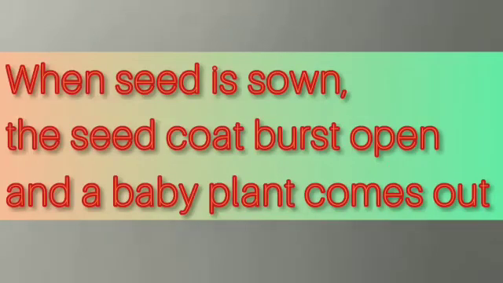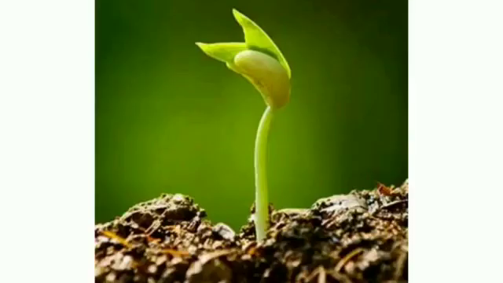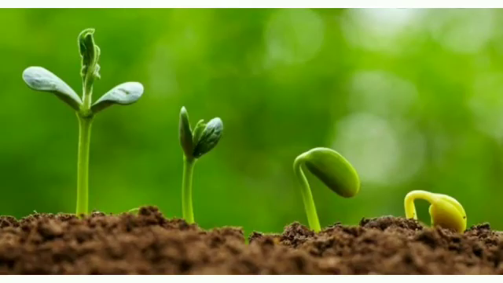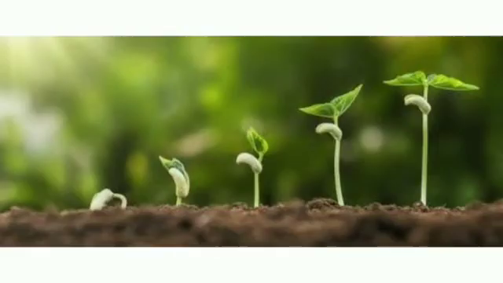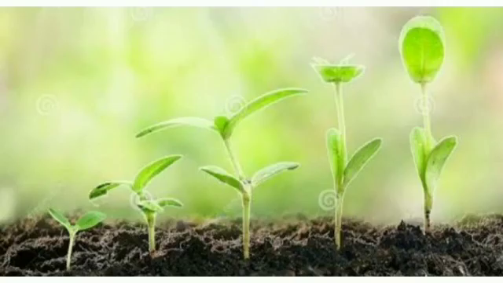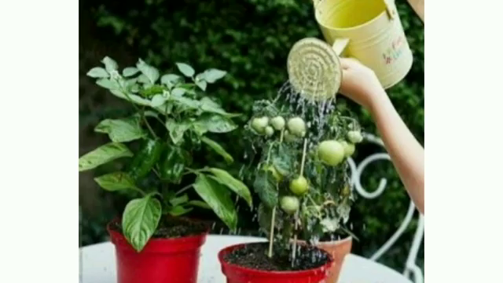When seed is sown, the seed coat bursts open and a baby plant comes out. This baby plant grows into a healthy plant on receiving proper amount of sunlight, air, water and minerals from soil.